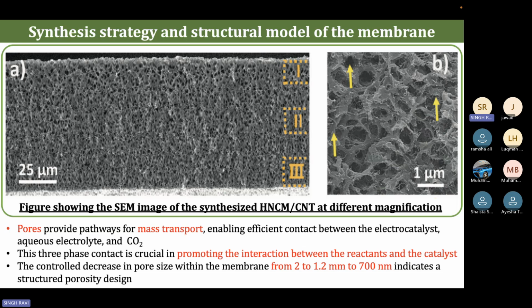And this three phase is a very crucial factor in the interaction between the reactants and the catalyst, and the control in these pore structures was from 2 to 1.2 size, which indicates that the pore size is a crucial factor in controlling the movement of the solvents within this catalyst.